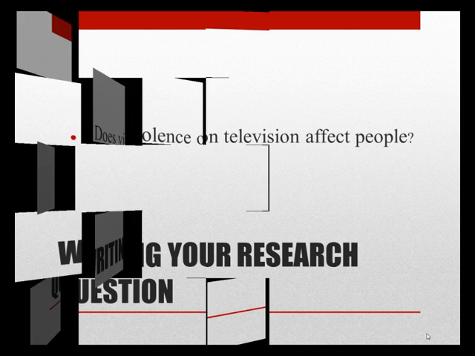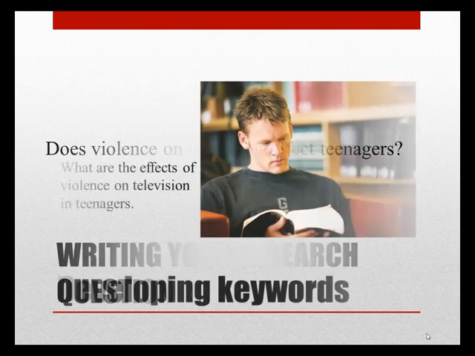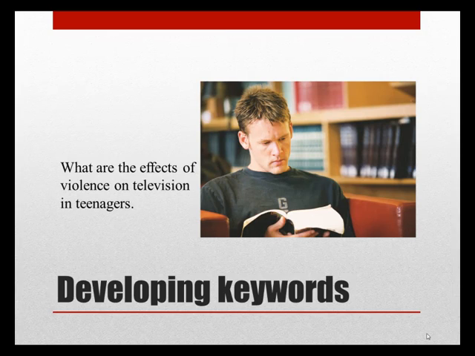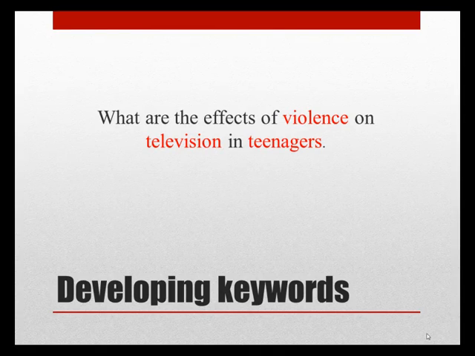The term people might be too broad. I might need to narrow that to a defined group of people, like teenagers, or children, or a specific population like males between certain ages. Once I've worked on my research question, I need to develop some keywords I can use in my research. In my question, there are three concepts I can identify: violence, television, and teenagers. Using these three words, I'm going to take a moment and brainstorm related terms for each word.